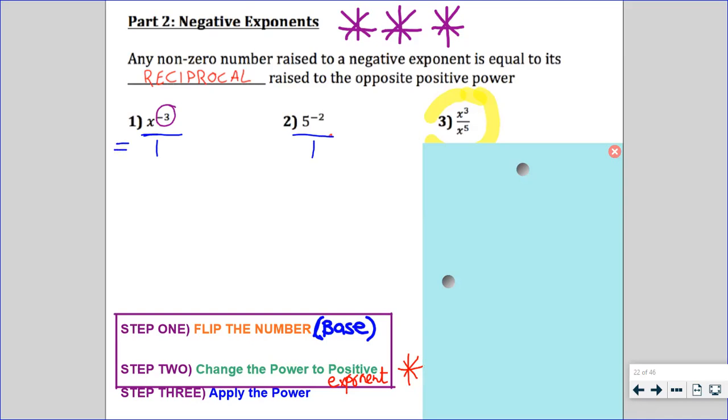So I'm going to apply rule number 1 right now. Rule number 1 says I need to flip my base. So instead of x over 1, I'm going to change that to 1 over x. I flipped my base. Can someone tell me what rule number 2 is?